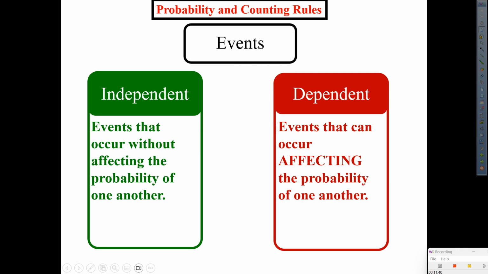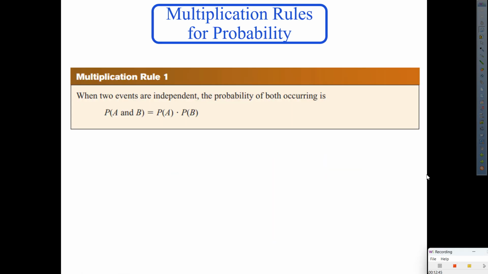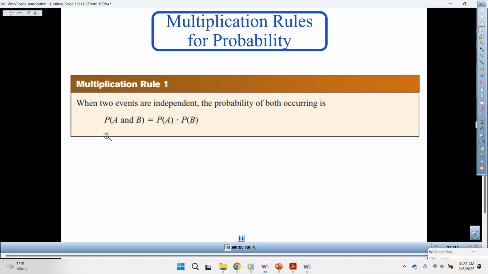Of course, today we're going to start with events that are independent. Independent meaning that the probability of one happening does not affect the other, whereas with dependent events, it does affect either one. Down, new rule, multiplication rule. Once again, you don't have to copy verbatim exactly how it is. Just copy the rule itself. That's what we're going to use.